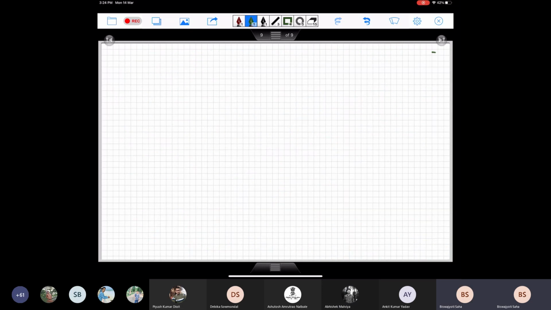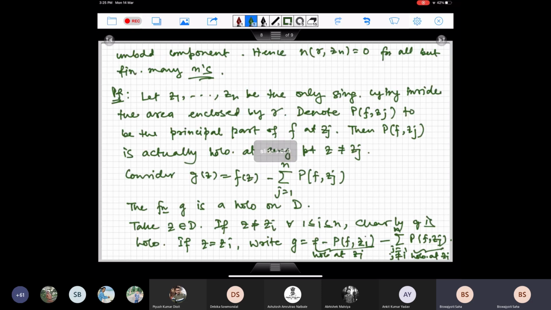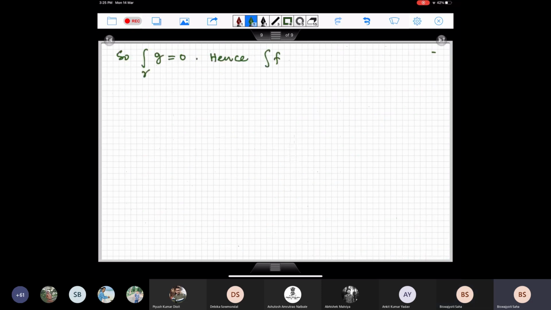Very nice. Now, g is holomorphic on D, and I have taken gamma to be a closed curve in the domain. So if I integrate g over gamma, what am I supposed to get? 0. I'm supposed to get 0. Very nice. So if the integral of g over gamma is 0, that means the integral of f over gamma is the summation j from 1 up to n of the integral of the principal part of f at zj over gamma. All of you agree to this? Yes, sir.